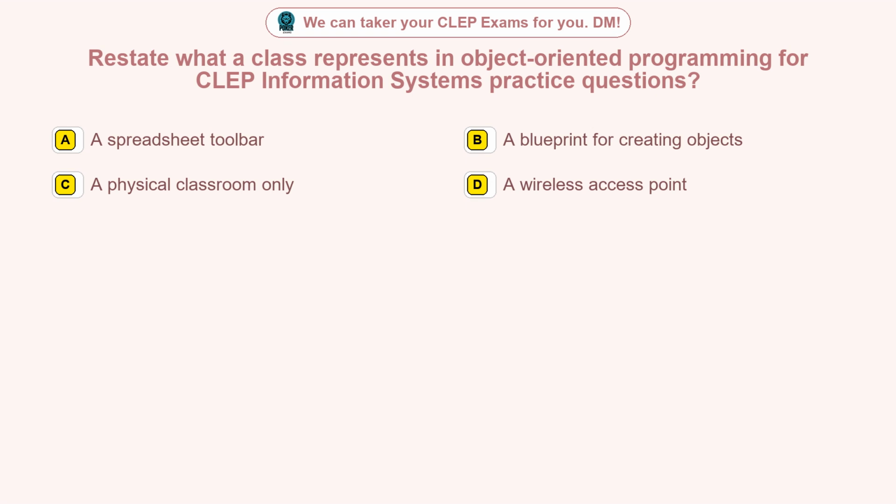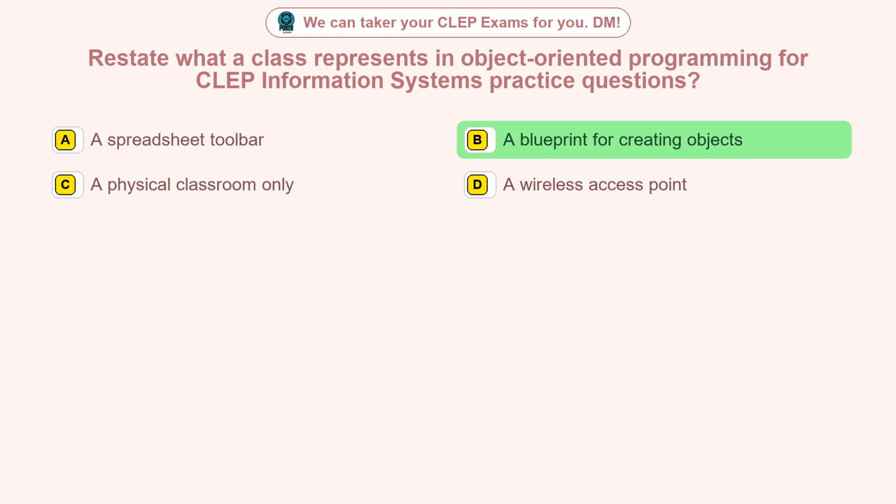Question 91. Restate what a class represents in object-oriented programming for CLEP Information Systems practice questions. Option A. A spreadsheet toolbar. Option B. A blueprint for creating objects. Option C. A physical classroom only. Option D. A wireless access point.